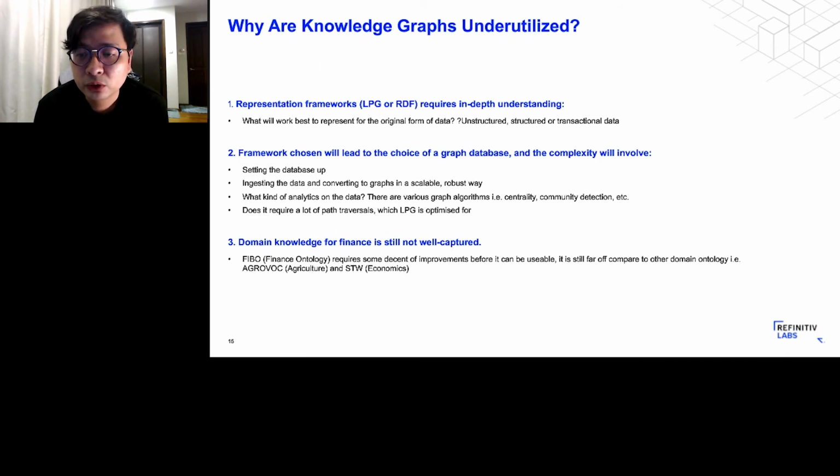Domain knowledge also plays an important part. For example, domain ontologies or schemas that are openly available out there, especially for other industry domains, are far more developed compared to the financial domain.